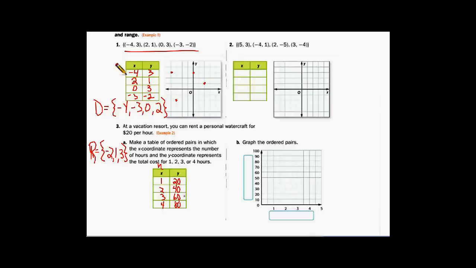And then you just simply come over there and graph those ordered pairs. 1, 20, 2, 40, 3, 60, 4, 80. Again, that's linear. So if we talk about the X is the number of hours, and this would be the cost.